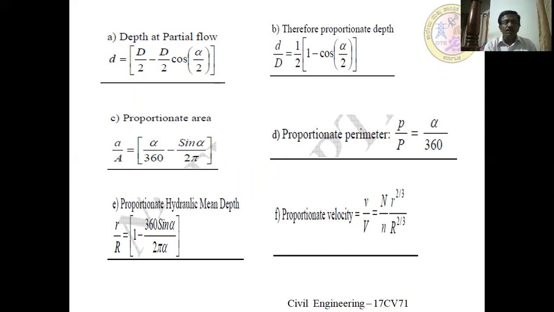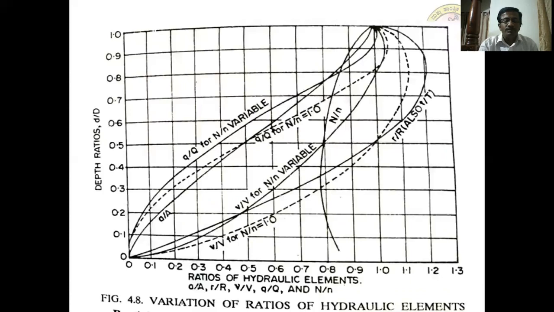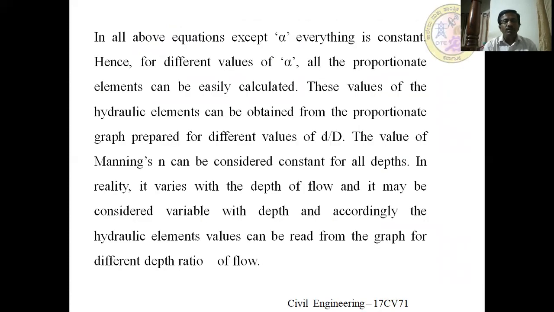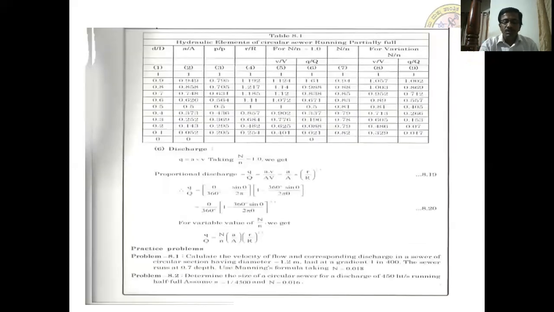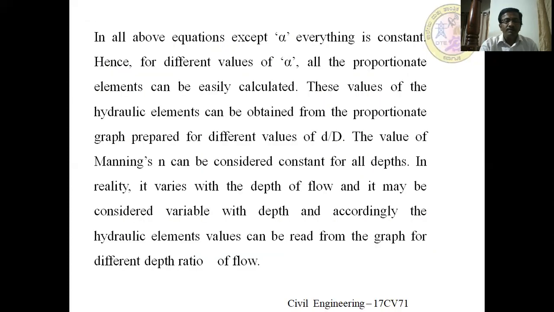Alpha is the only parameter which goes on varying with respect to the depth. These values of the hydraulic elements can be obtained from the proportionate graph prepared from the different values of d by D. Means you see, this is the graph that I explained earlier. This graph is obtained for different values of d by D.